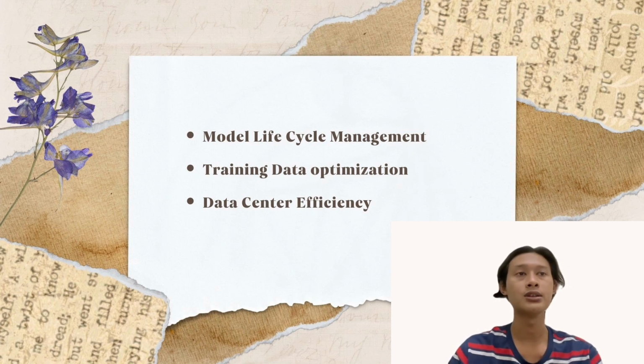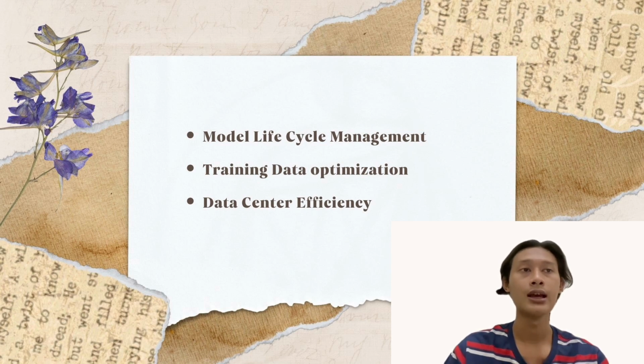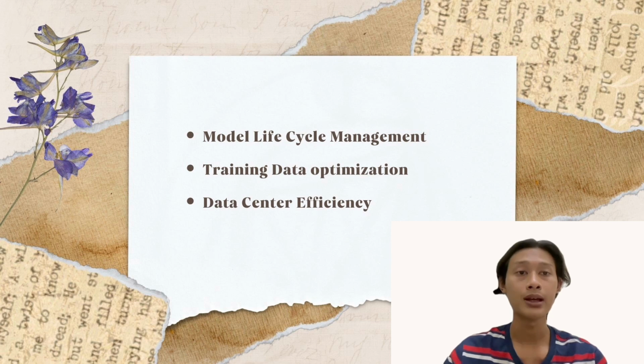Second, training data optimization. Reducing the amount of training data required for machine learning models can contribute to sustainability. Techniques like transfer learning, data augmentation, and active learning can help minimize the need for large-scale data collection and labeling, thereby reducing energy consumption and environmental impact.